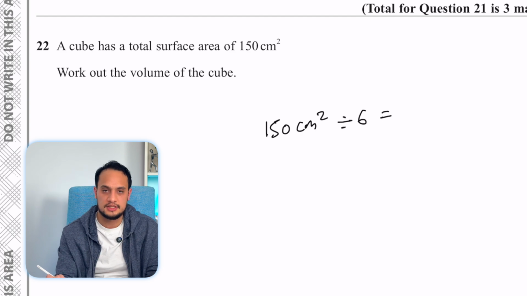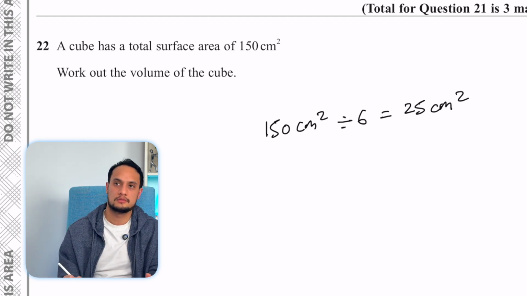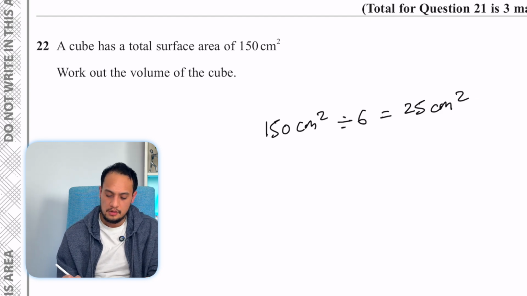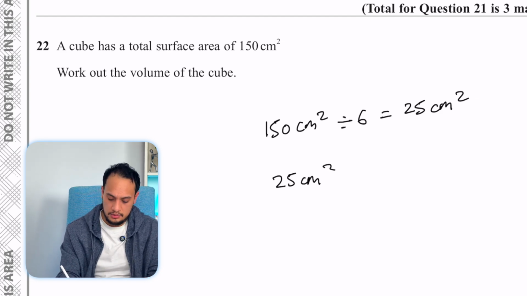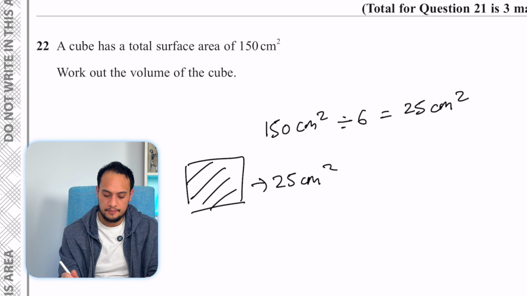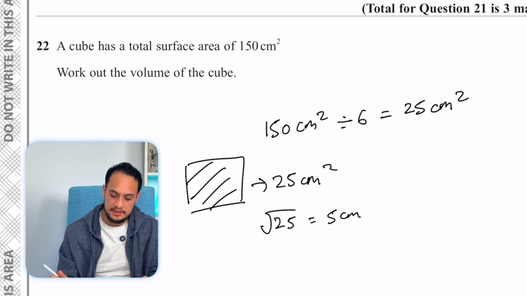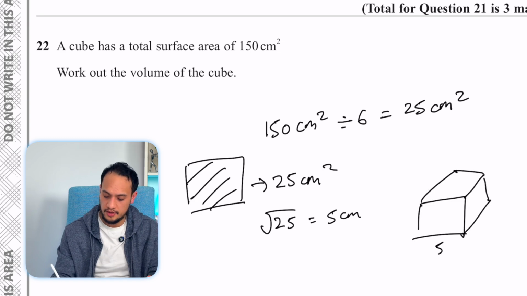Now 150 divided by 6 is 25 centimeters squared. So that's the size of one face. Now 25 centimeters squared is one face, and because it's square, I can square root it. So the square root of 25 equals 5 centimeters. That means that the dimension on my cube is 5 by 5 by 5.